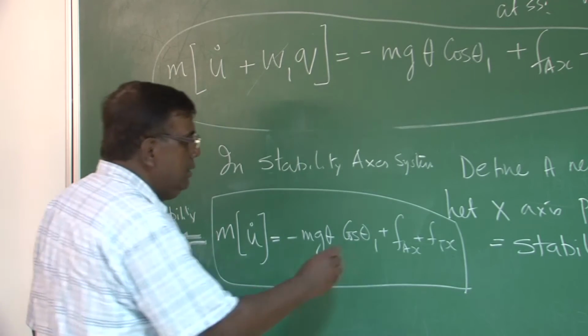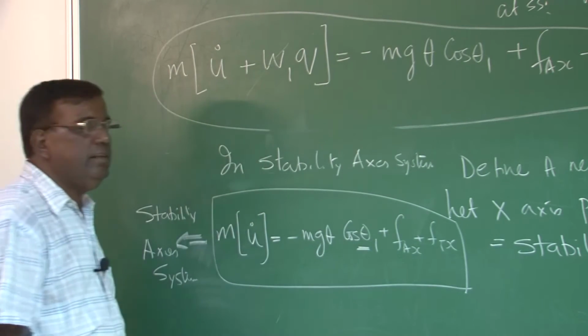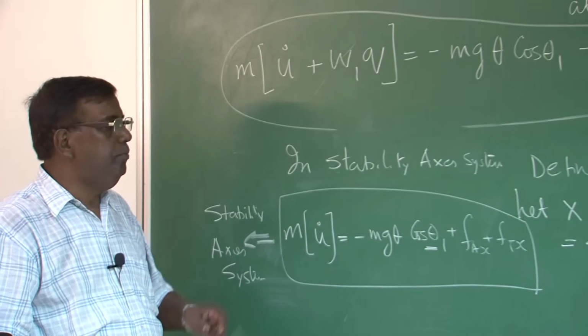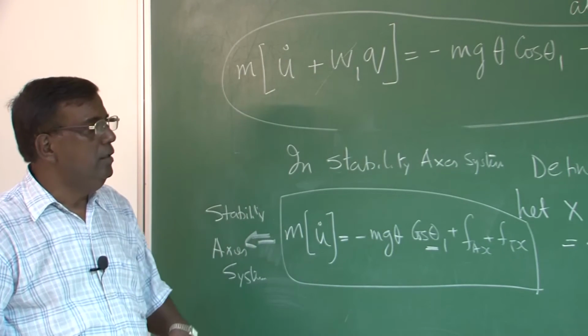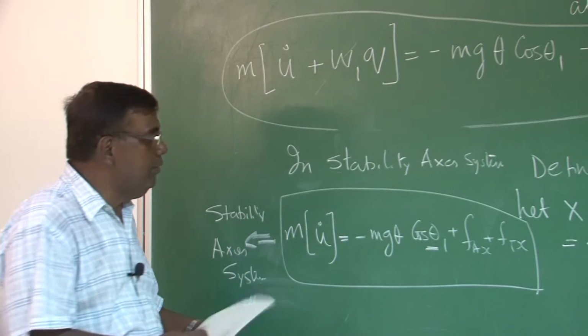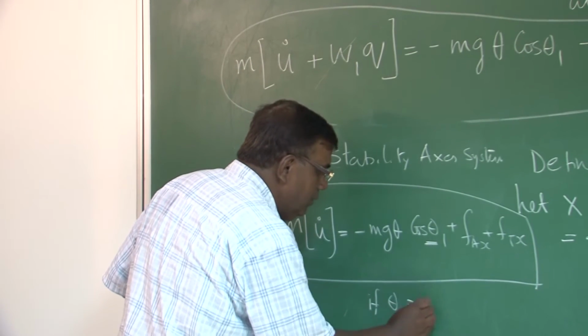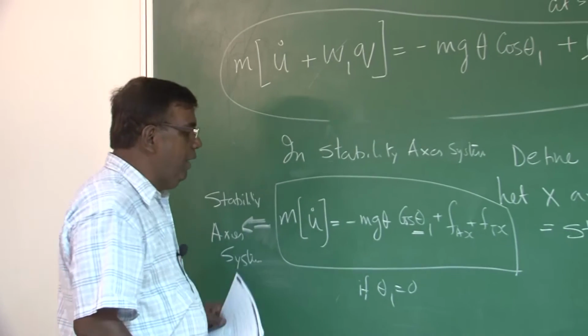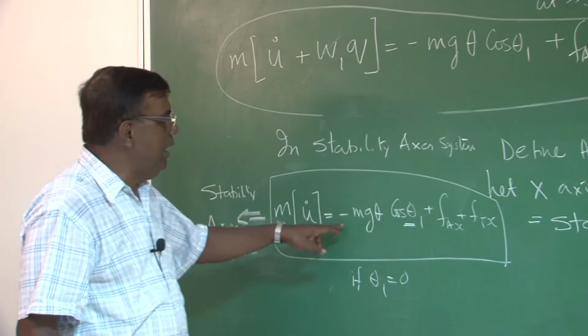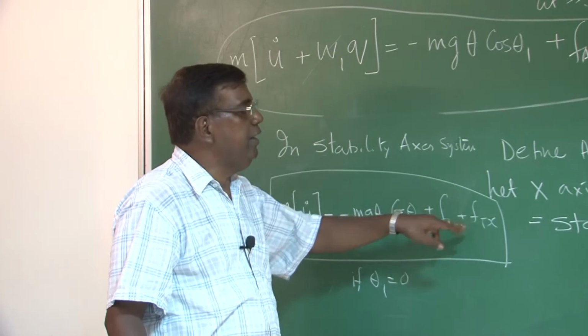We know theta 1. Theta 1 is the value of pitch angle at steady state. If theta 1 is 0, then it gets further simplified to m u dot equals minus m g theta plus Fx plus Fdx.